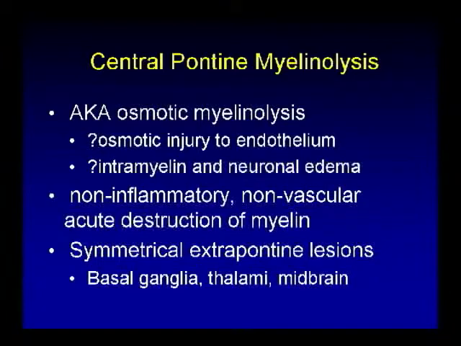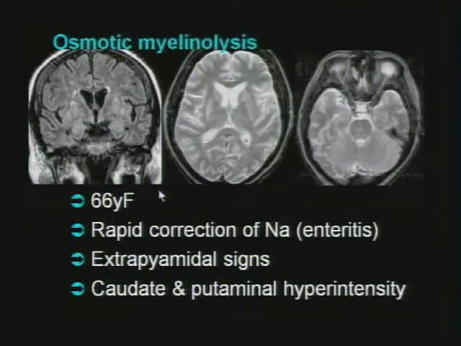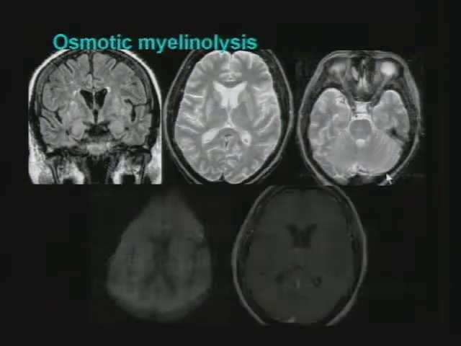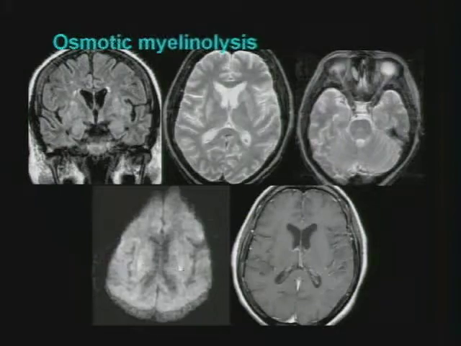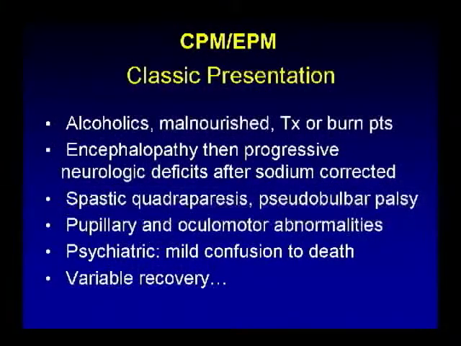And this is another patient, a woman who's had rapid correction of her sodium following enteritis, and you can see her abnormal signal is actually confined to the caudate and the putamen bilaterally on FLAIR, on T2, with very subtle signal in the pons in this case. And this is osmotic myelinolysis, bright on diffusion, no abnormal enhancement. Classically, these patients are alcoholics or malnourished patients or patients who've had transplant or burns, some reason why there's going to be a rapid shift in their electrolytes that is then being corrected.